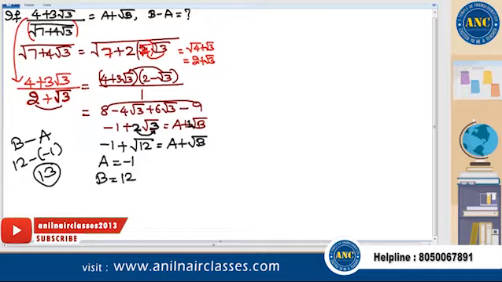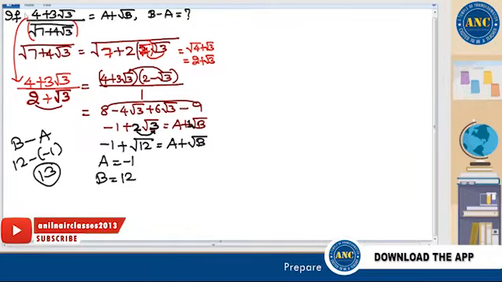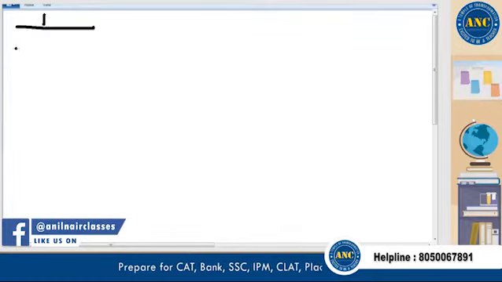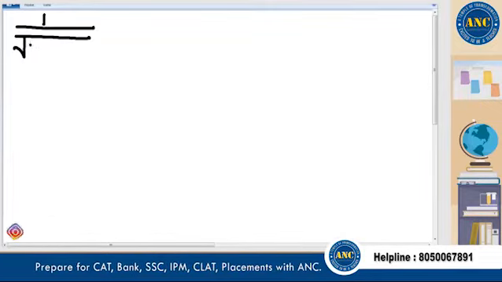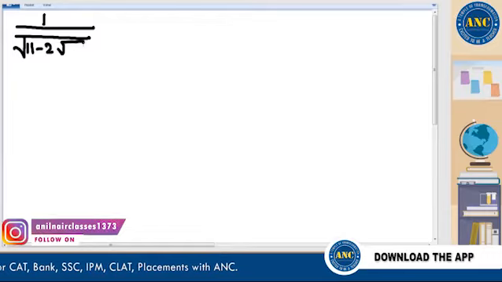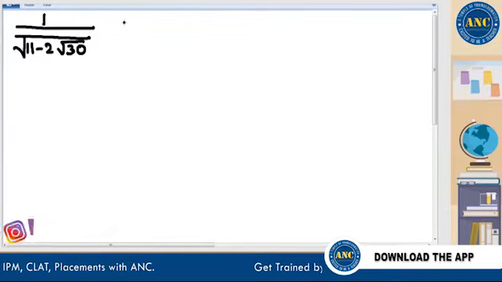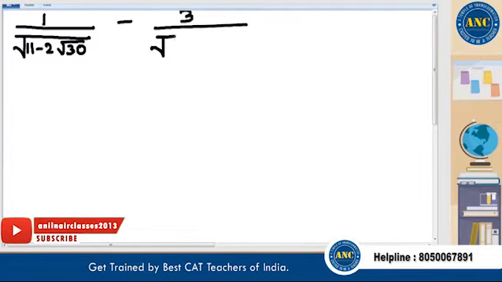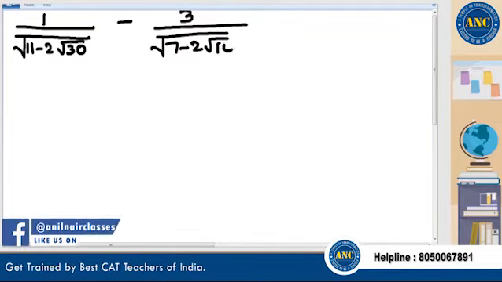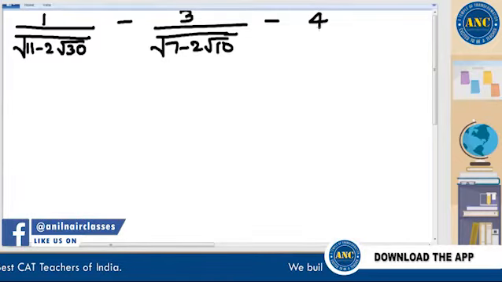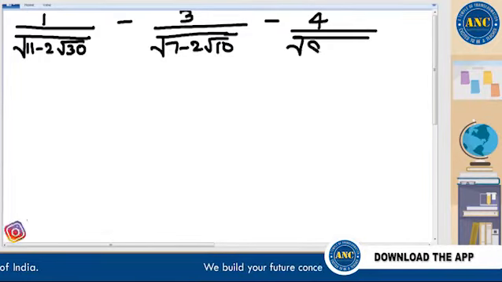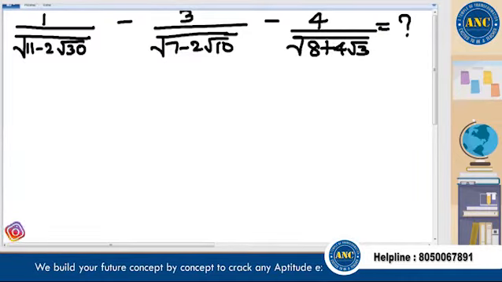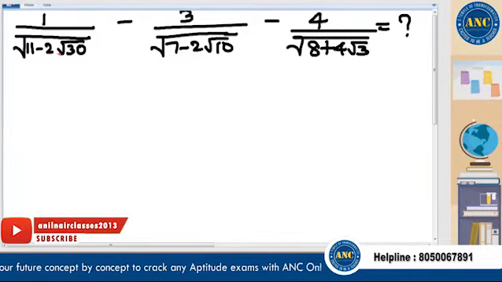Another question. These all will be very easy now for you. I mean it. I'll prove it to you. Now see here. These are all very tricky looking questions, but actually not tricky questions. 1 by root of (11 minus 2 root 30) minus 3 by root of (7 minus 2 root 10) minus 4 by root of (8 plus 4 root 3). This value I require. Looking like a very difficult and tricky question.